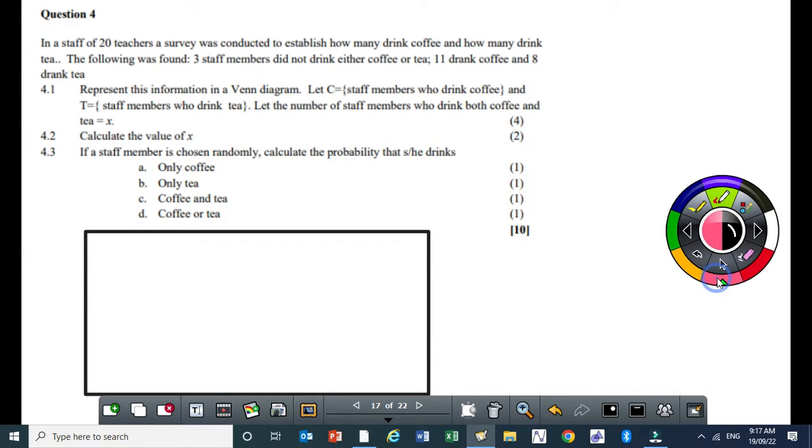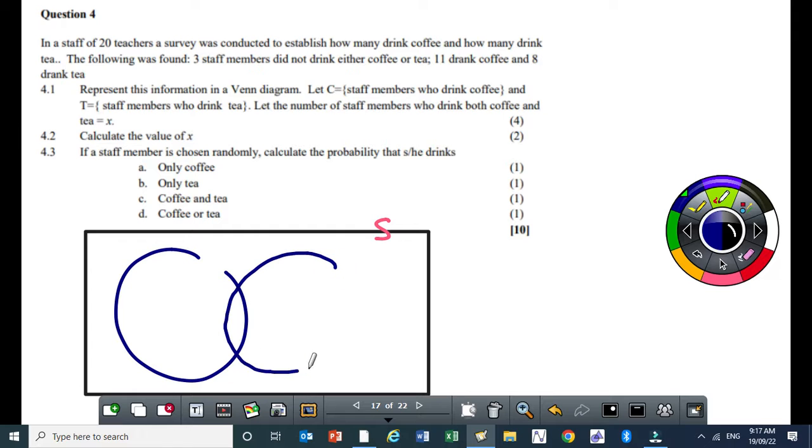So we still have our sample space there. Then our 2 events. So we have T, and then we've got C. Now I can put 2 there. Then 11 minus 2 will give me 9. 8 minus 2 will give me 6. And I've got the 3 outside.